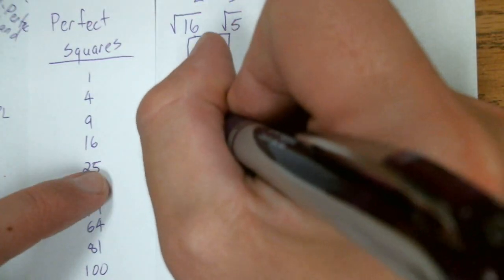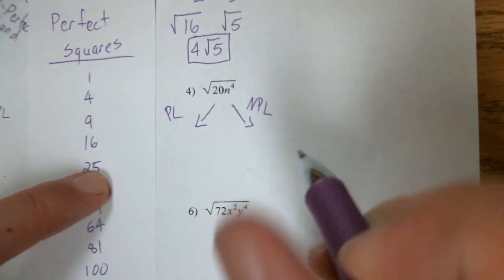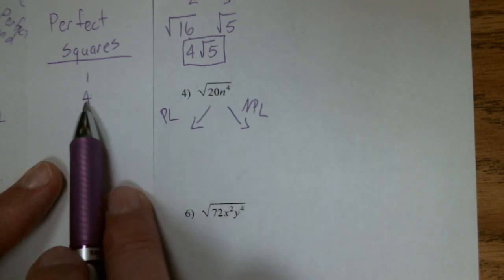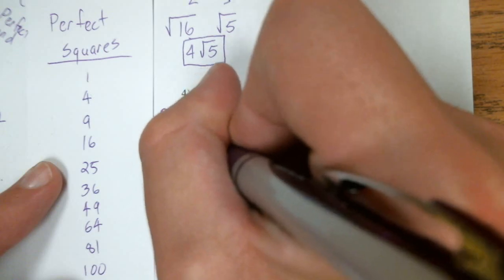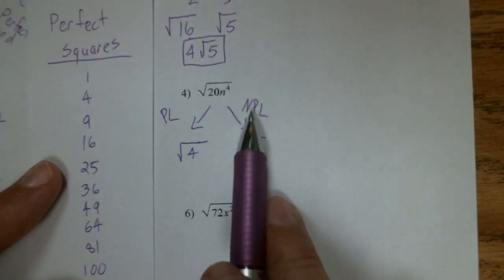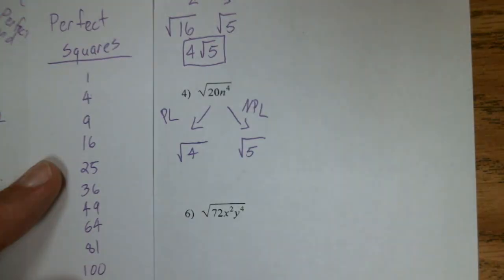I'm still going to break it down into perfect land and non-perfect land. What is the highest perfect square that goes into 20? That's going to be 4. 9 doesn't, and of course 16 doesn't. So that gives me a 4 over here. What goes in the trash can? What goes in non-perfect land? 20 divided by 4 is 5, so 5 goes in the garbage.